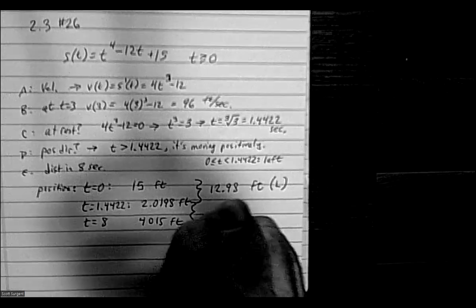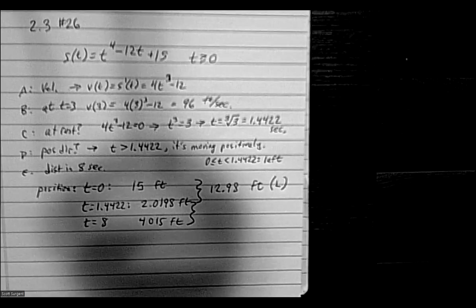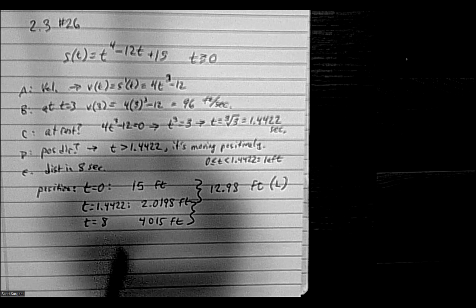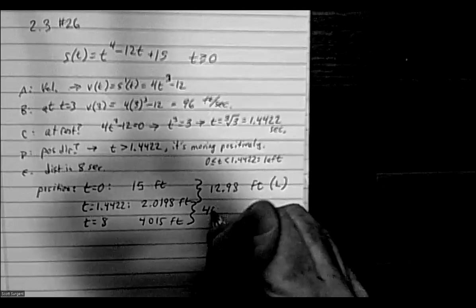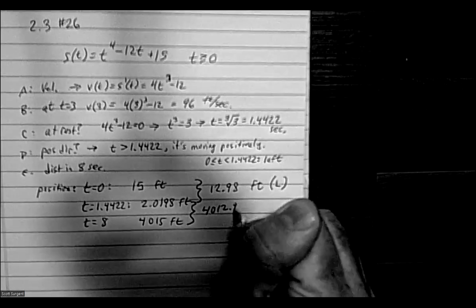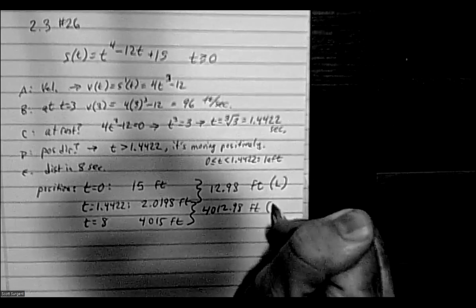All right, so when it moved to the left, it actually temporarily stopped. When it was at 2.0198 feet, it stopped because it was at rest. And then it shot all the way to 4,015. So I've got to figure out what that difference is. That works out to be 4,012.98 feet to the right.